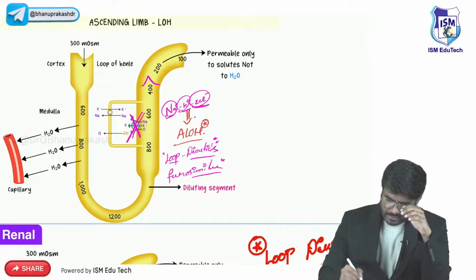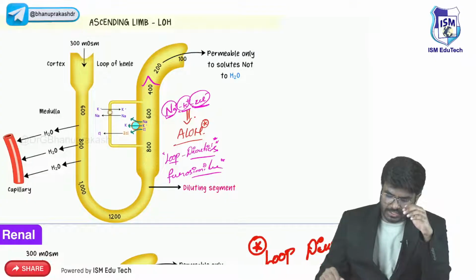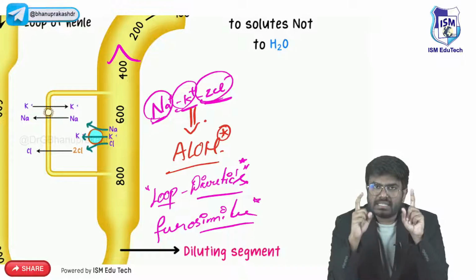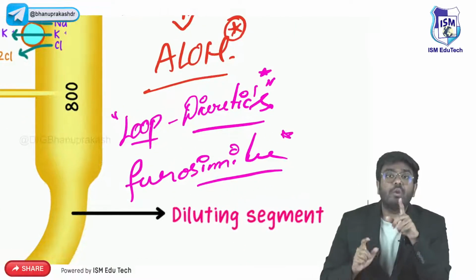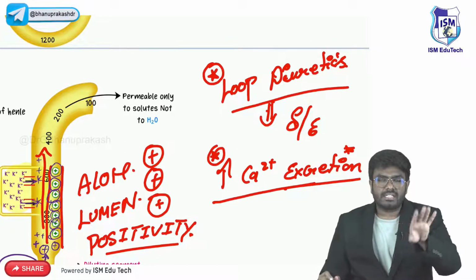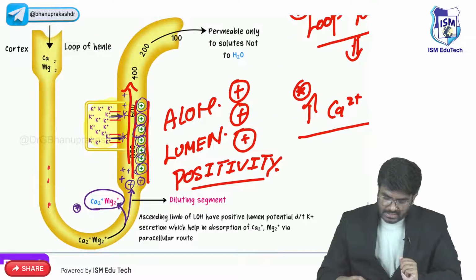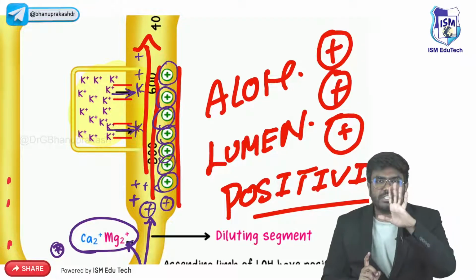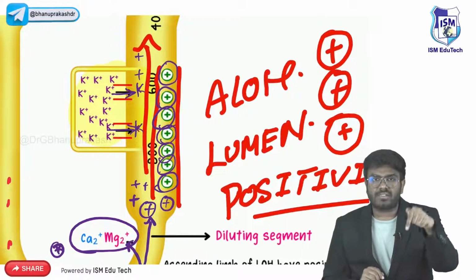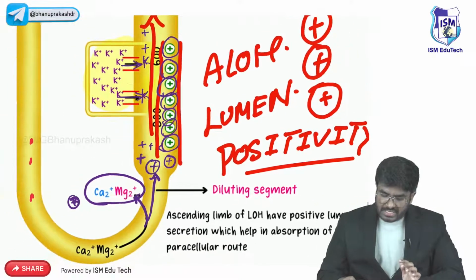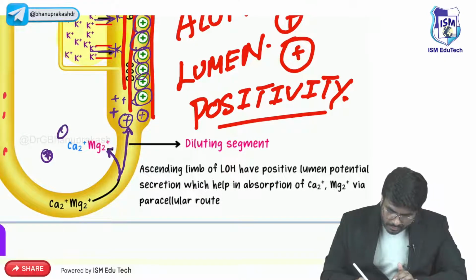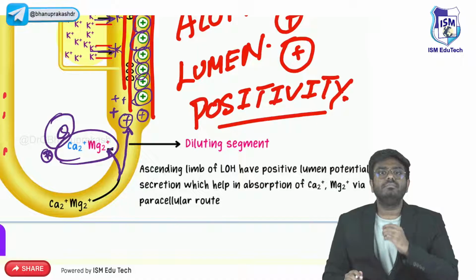In the ascending limb of loop of Henle, look here and tell me which transporter is present? Sodium potassium 2 chloride importer. This importer is blocked with the help of which drugs? Loop diuretics. When you use loop diuretics, what is the side effect? Calcium excretion. In the ascending limb of loop of Henle, which charge is there? Positive charge. This positive charge is because of which ion? Potassium ion, because of the leakage of the potassium ion. This positive charge helps in the reabsorption of calcium and magnesium.